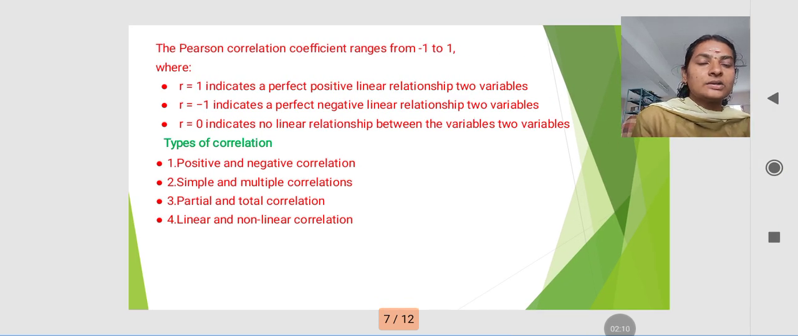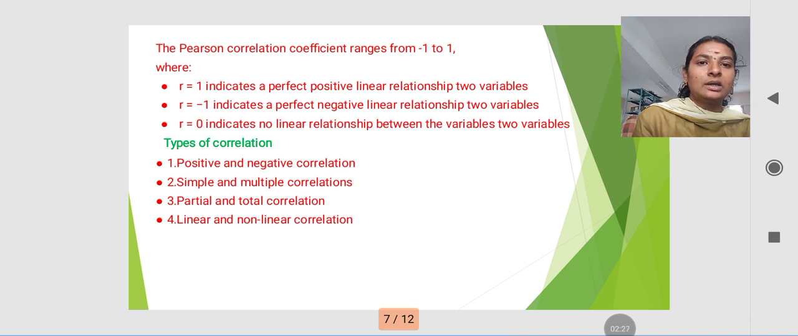The range of correlation coefficient is minus 1 to plus 1, where r equal to 1 indicates perfect positive correlation. If r equal to minus 1, it indicates perfect negative correlation. If r equal to 0, it indicates no correlation between the two variables.